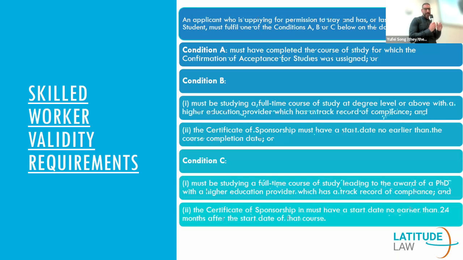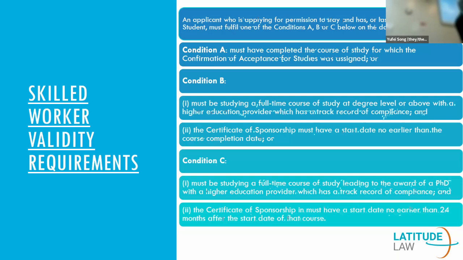In regards to the second part of condition B, the certificate of sponsorship, also known as a COS, must have a work date no earlier than the course completion date. As long as the COS has a start date before the end of the course completion date, that should be fine.